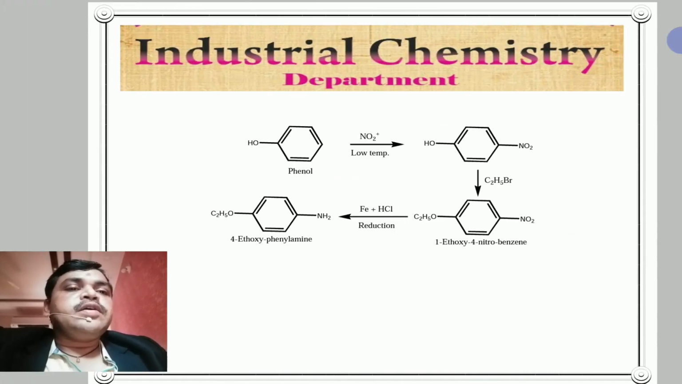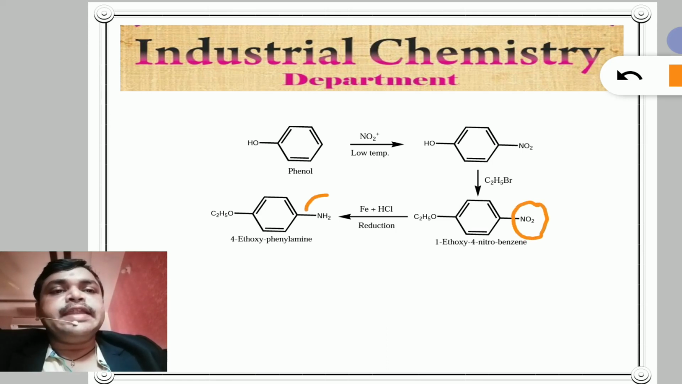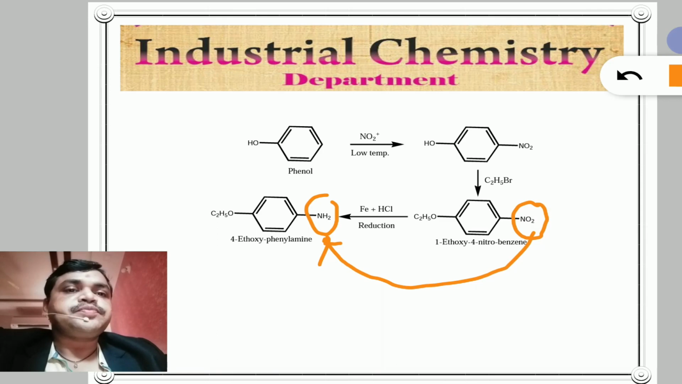Now, on metal acid reduction, 1-ethoxy 4-nitrobenzene is converted into 4-ethoxy phenylamine. Here note that the NO2 group is converted into NH2, so it is metal acid reduction.